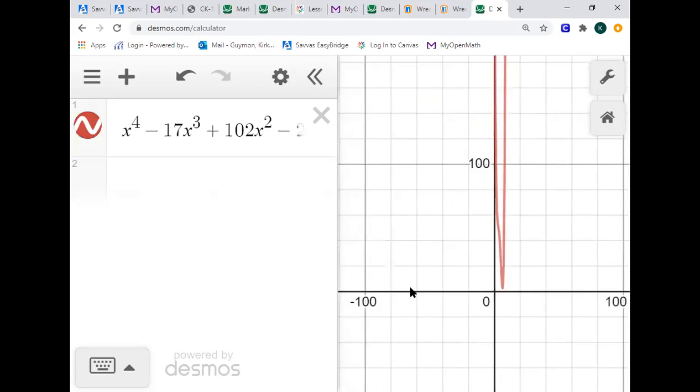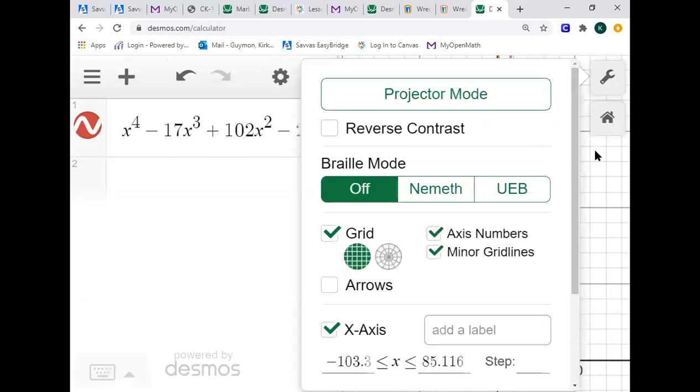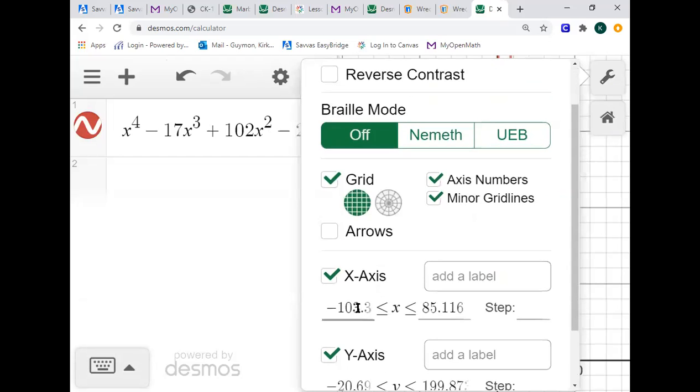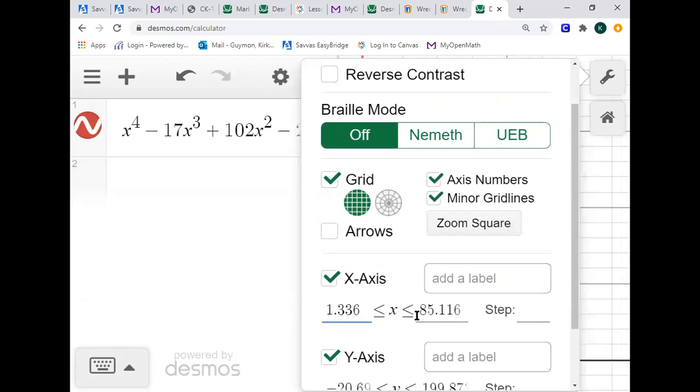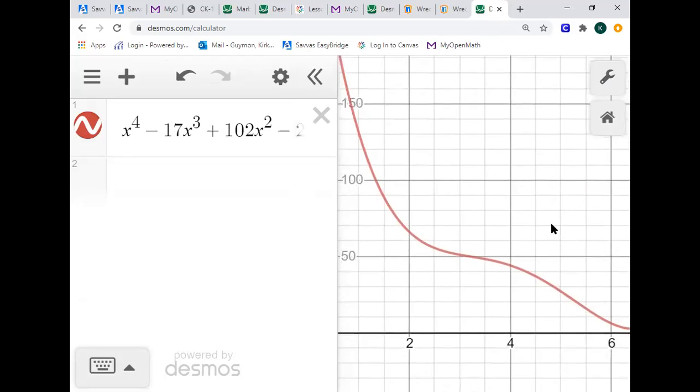And there's what my graph looks like. If I could change my window settings here so that you can see that a little bit better. Oh, there it finally came up there. So if I want my X to just go from like 1 to, what did it say, 5 or 6 or 7 or something like that, maybe I change that by clicking on that wrench up there. Let's see if that gives us a view that looks a little more like what we had.